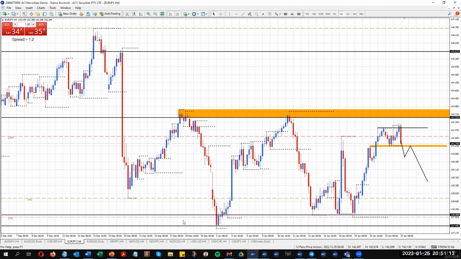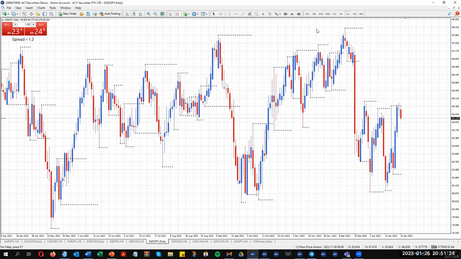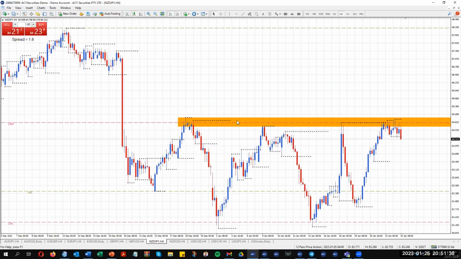And just to show you the importance of structure, here's the New Zealand yen. Where is it failing at today? And I'll color coordinate because Alif may want me to color coordinate. So I'm going to use that for my daily resistance there. And I can't really put another color in. It's all the same area.